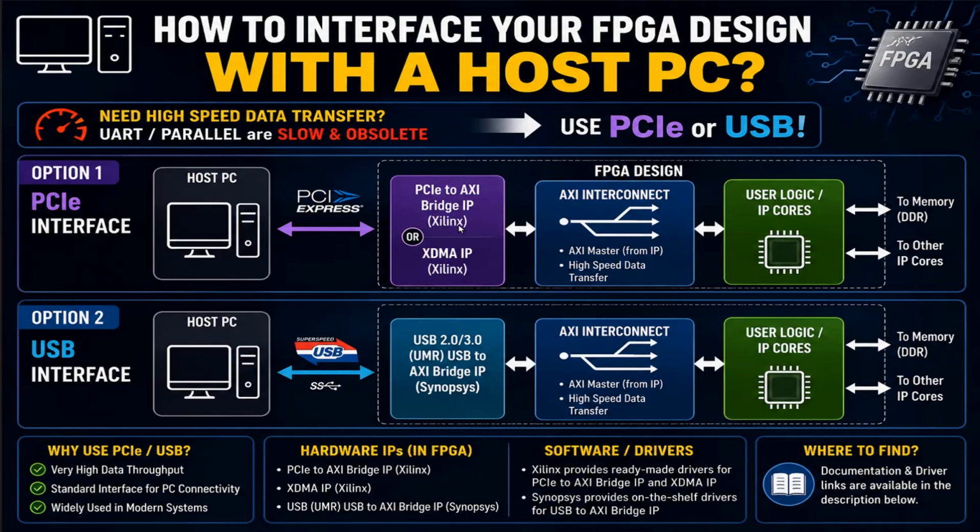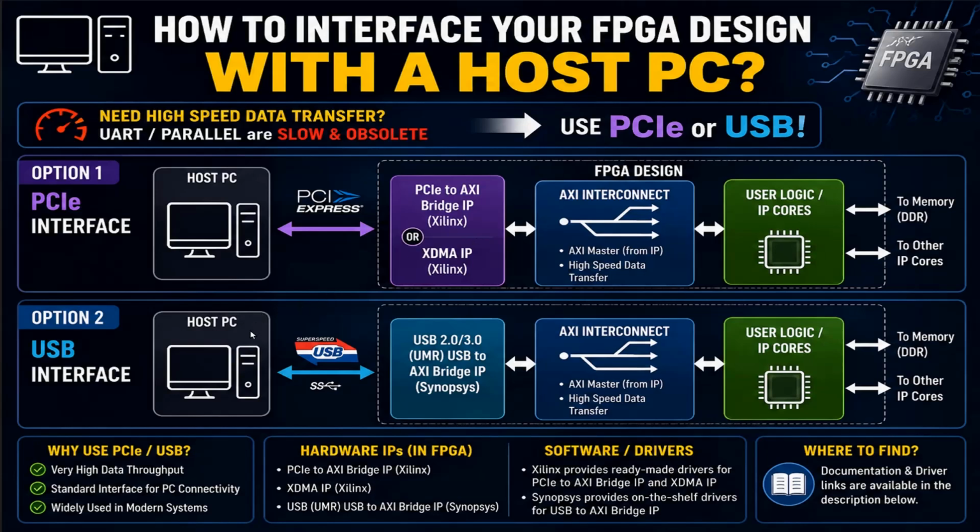As I mentioned, one side of it is PCI, through which it will be connected to the host PC, and the other side is an AXI interface, which will be connected to an AXI interconnect, and the other side of the AXI interconnect will be connected to other AXI IPs. This PCI to AXI bridge IP or XDMA IP will act like an AXI master.